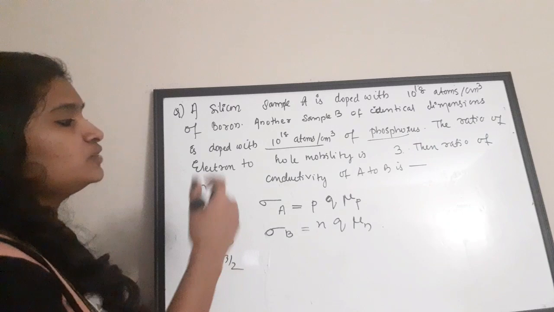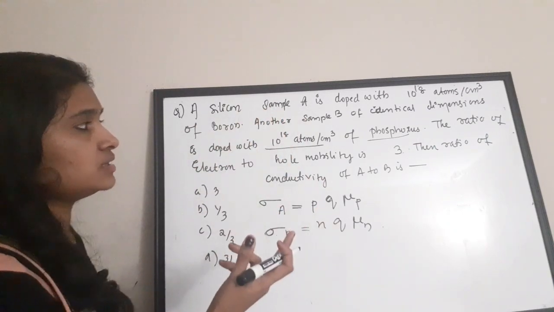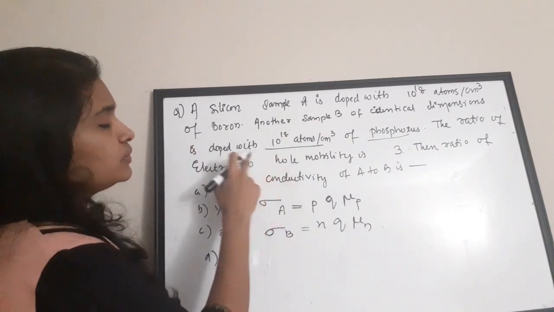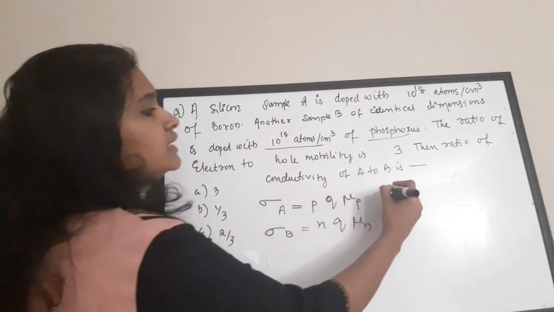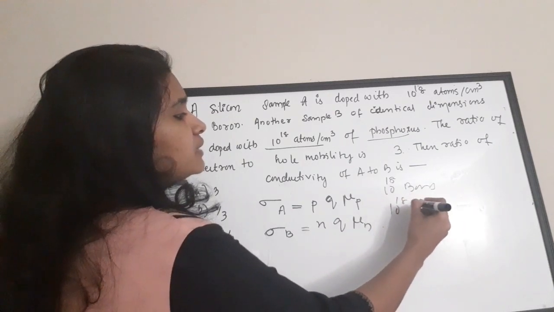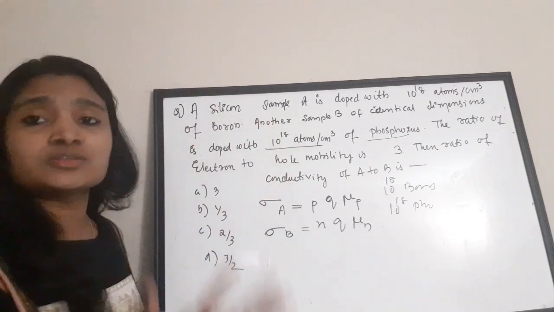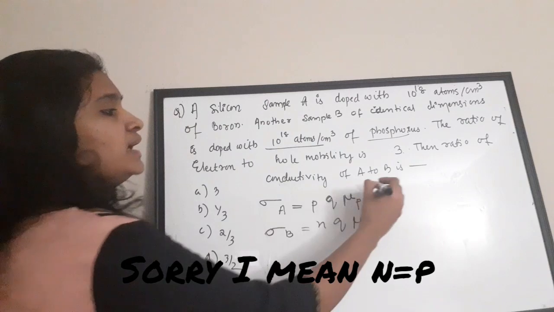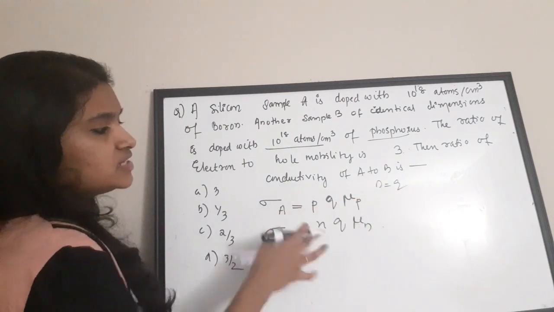Now, the number of boron atoms added is 10 raised to 18, and the number of phosphorus atoms is also 10 raised to 18. So the number of holes and the number of electrons created in the two materials will be the same, because the doping concentration is the same, right? So n is equal to p here.